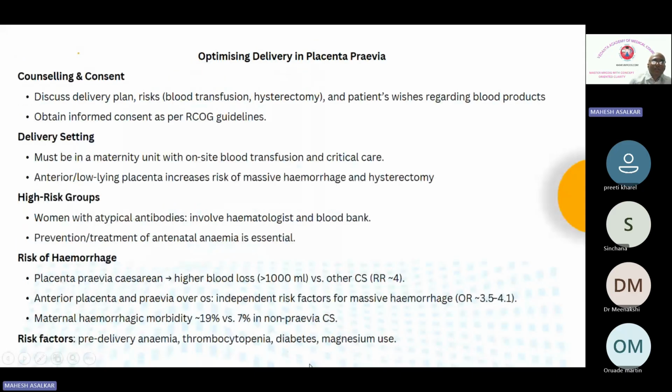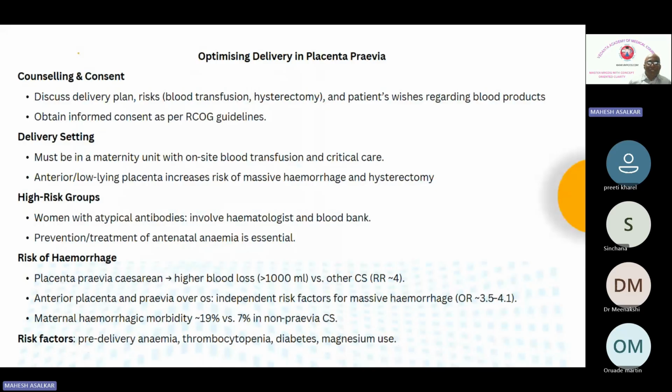Then optimizing delivery in placenta previa. Discuss the delivery plan with the patient. You explain everything, all risks which are involved, like blood transfusion, hysterectomy, etc. Take into account the patient's wishes for the blood products. Obtain informed consent as per the guideline. Delivery setting is always a maternal unit with on-site blood transfusion facilities. Critical care facilities should be available.